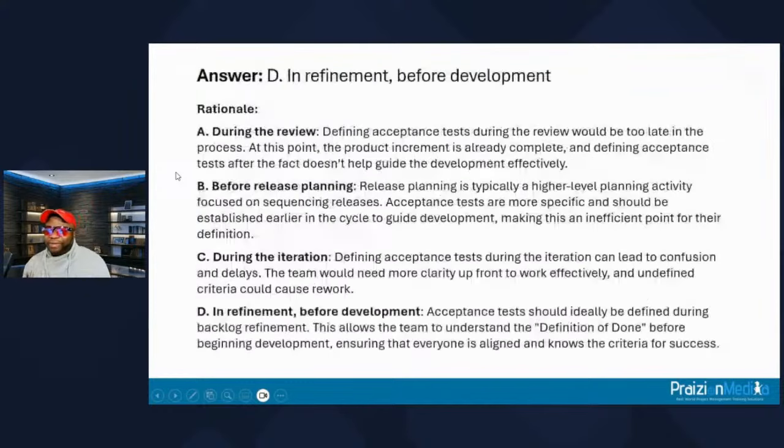And again, I'm going to put the rationale on the screen. You can hit the pause button and you can go through the detailed rationalization for each question. Okay. So the answer for this first one is D. Let's go to the next question.